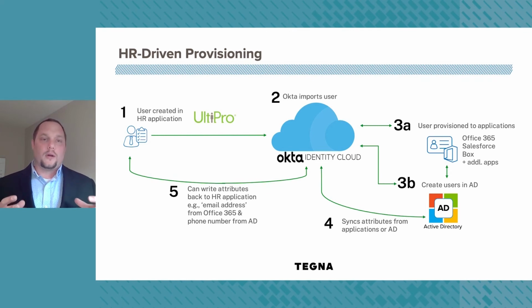From there, a number of applications and workflows get triggered, things like Office 365 and additional applications like Salesforce. But we're also taking things that we don't have at the time of hire and flowing those attributes back to the HR system. For example, HR isn't necessarily going to know what your email address is at the time that you're hired. So when these workflows provision you out to Office 365, we're able to take that email address from Active Directory, write it back to Okta, and then provision that back to the UltiPro system. So now we have your email address should we need to contact you from the HR system.